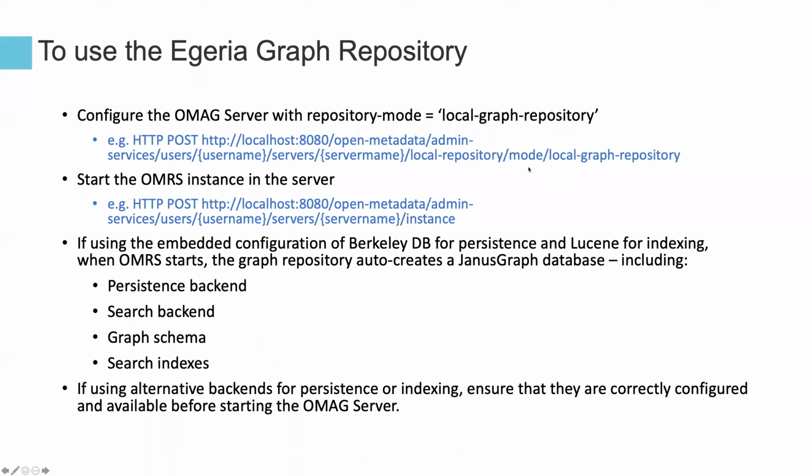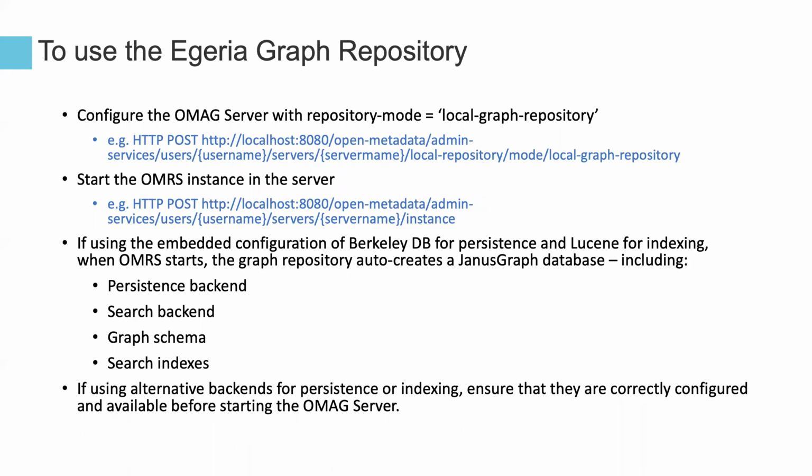So if you set the repository mode to local graph repository, then when you start the OMRS instance in the server, the graph repository connector provider will create the connector that will trigger JanusGraph to create a persistent backend, the search backend. It will initialize the graph schema, and it will create search indexes on all of the types that it supports, which is the whole of the Egeria type system.